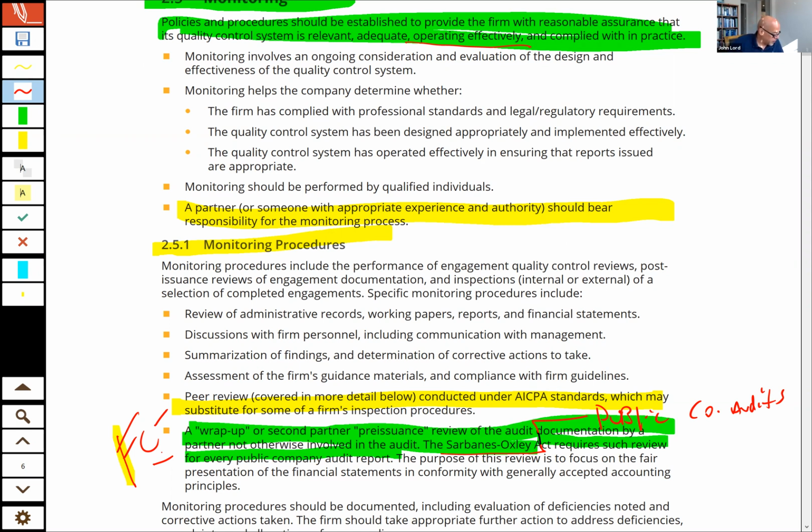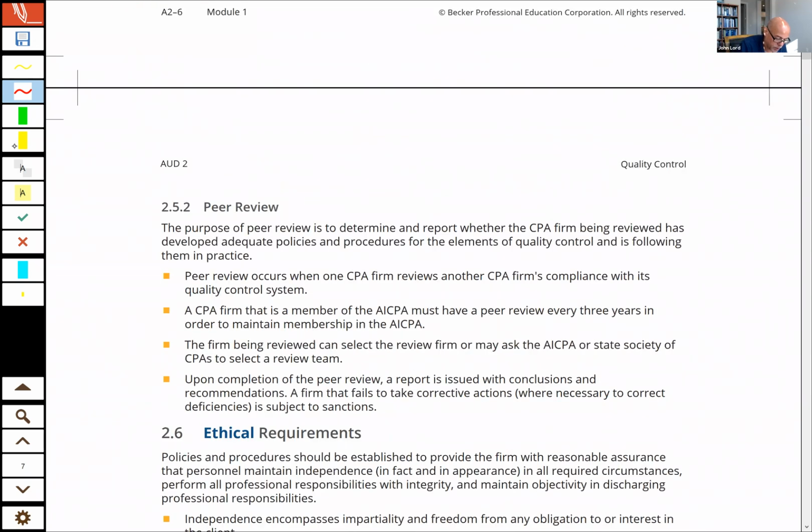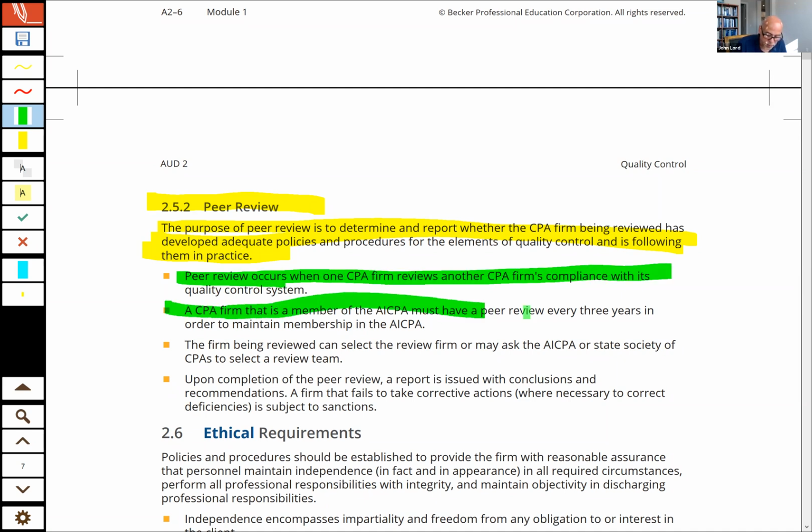Okay, good. Now we mentioned peer review, and let's take a look for a second at peer review. As I mentioned, peer review is when another CPA firm looks at a CPA firm and they're looking to see that the quality control system is following the quality control standards that we've been talking about. So the CPA firm that is a member of the AICPA must have a peer review done every 3 years in order to maintain membership in the AICPA.